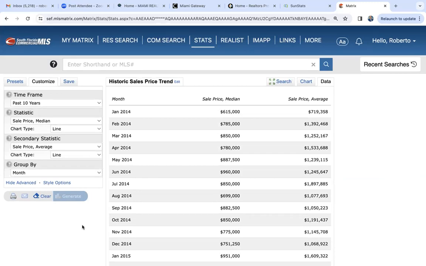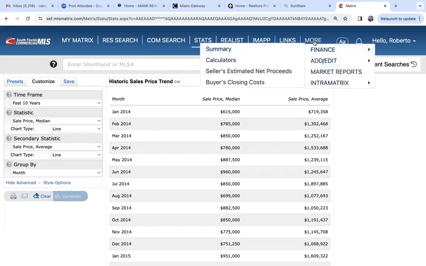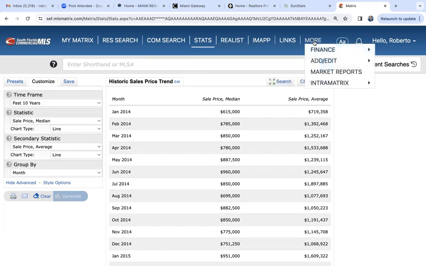Good? Awesome, awesome. All right. So let's go ahead and learn how to identify how the market is behaving. Is it a seller's market or a buyer's market? How much inventory do we have? You guys may be familiar with this report.